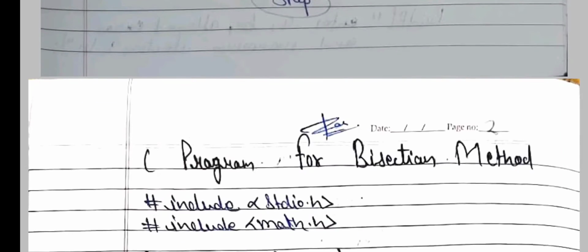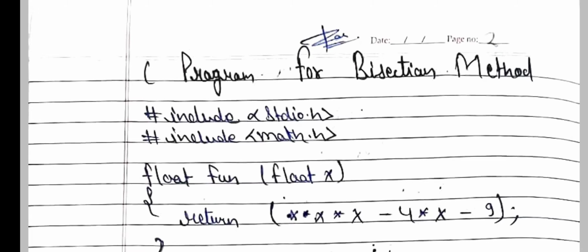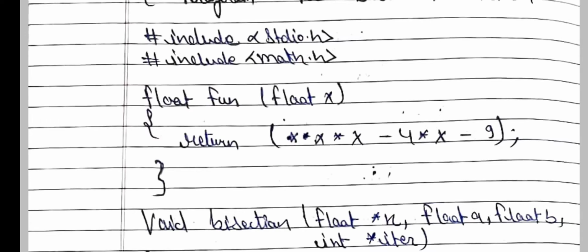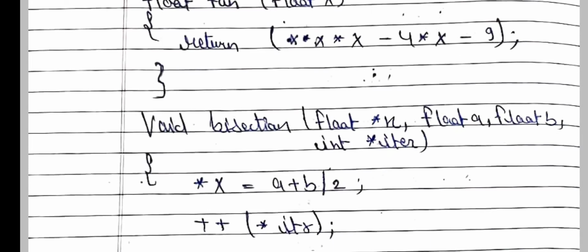And now we are going to discuss the program of the bisection method. This program is in C, so we have to include two header files of C, that is stdio.h and math.h. Now we will create a function named fun, which has one float variable, that is x. In this we have to return our equation. In this question we have taken x cube minus 4x minus 9 as the equation, and another function bisection which has x and iteration as pointer variables and a and b as float type variables.